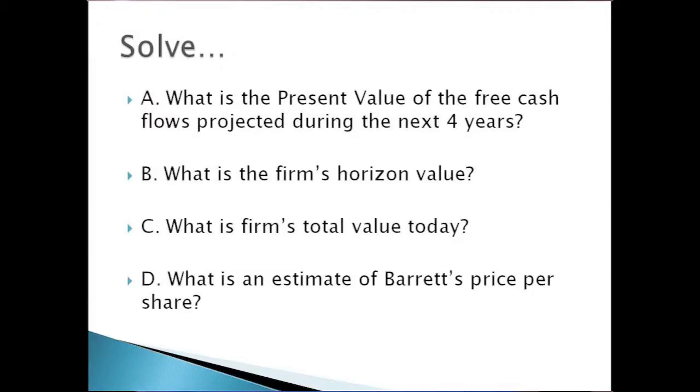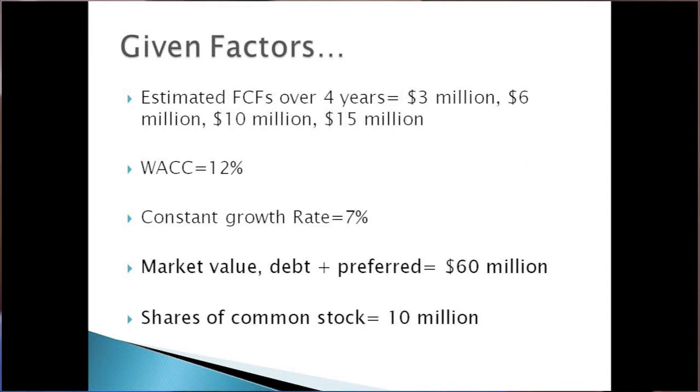So, the question asks us to solve this. A, what is the present value of the free cash flows projected during the next 4 years? B, what is the firm's horizon value? C, what is the firm's total value today? And D, what is an estimate of Barrett's price per share? And our given factors are, we have the estimated free cash flows over the 4 years, which is 3 million, 6 million, 10 million, 15 million. And we have the WACC, weighted average cost of capital, which is 12%. Constant growth rate, 7%. Market value of debt plus preferred stock equals $60 million. And shares of common stock is 10 million.